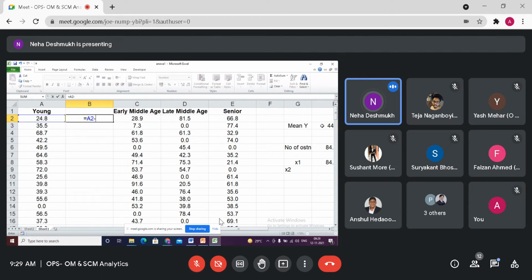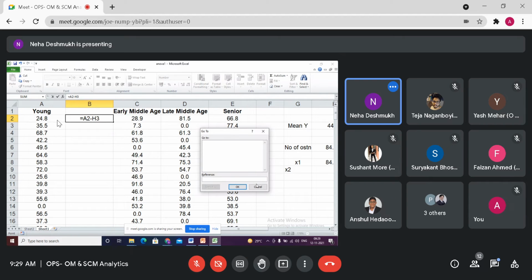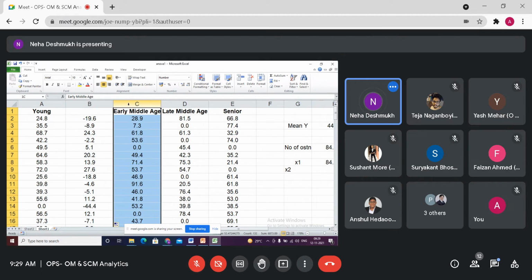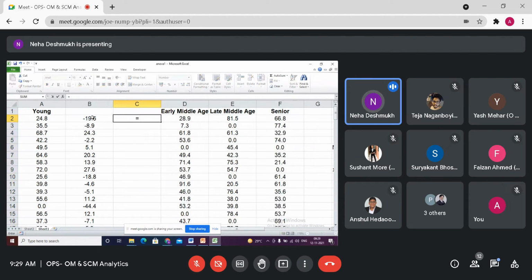X bar is fixed, so I can fix it by F4, dollar sign, F4. Okay, and enter. Are you with me, class? Yes, ma'am. Just double click on this, you will get the values. Now what do we have to do? We have to square this value. So what to do? Either you can apply this cap 2, or this into this. Agree? This is the value. Are you with me, class?